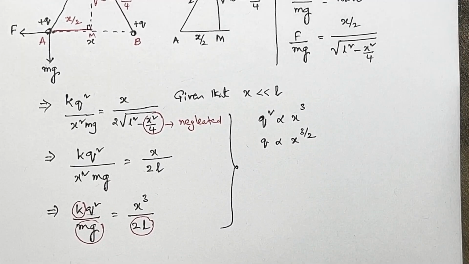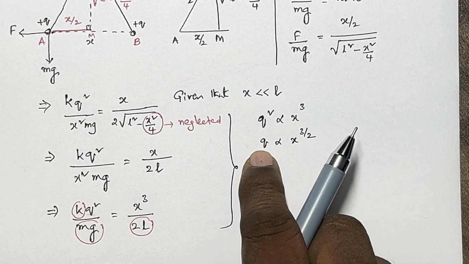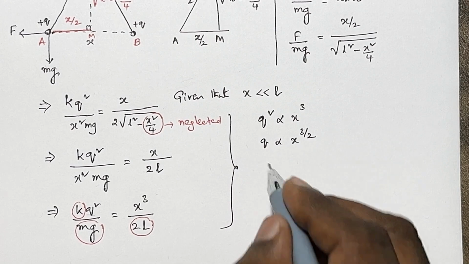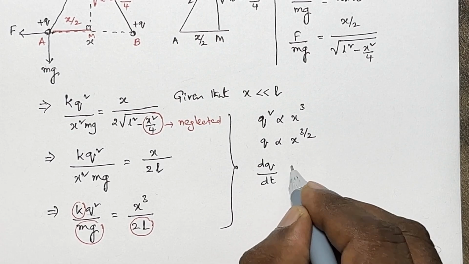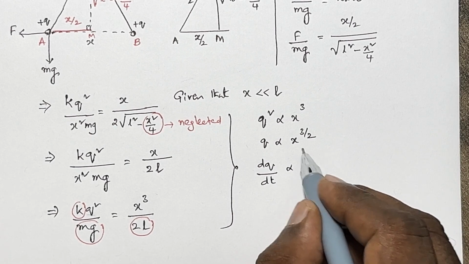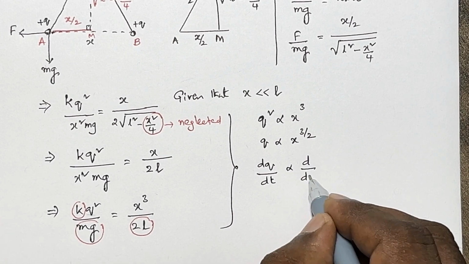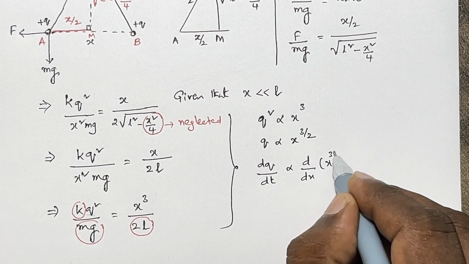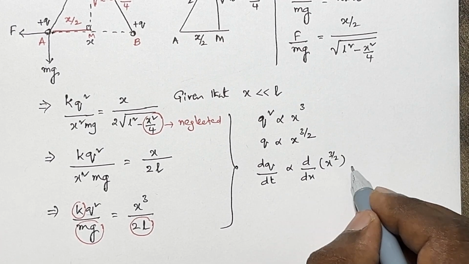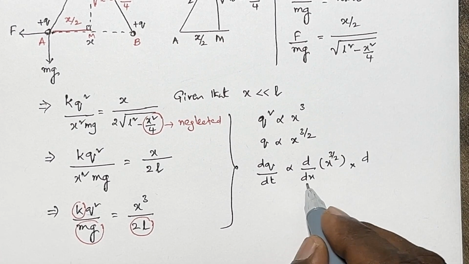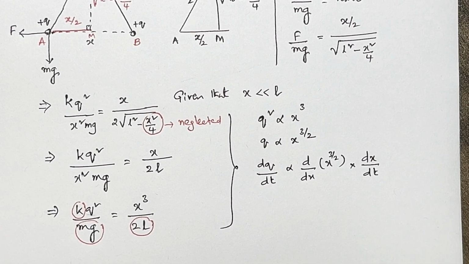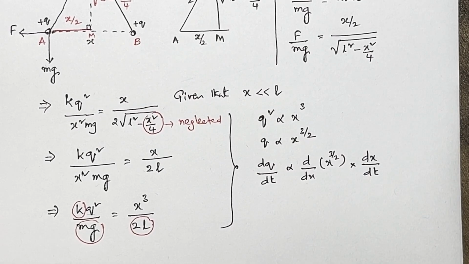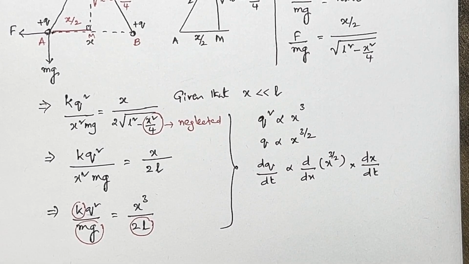So let us come here. Rate of charge leakage, let us calculate. dq by dt is proportional to d by dx of x power 3 by 2, but dx is not there. So I will multiply by dx by dt. So dx will cancel, and we will get d by dt only. Like that I have written.